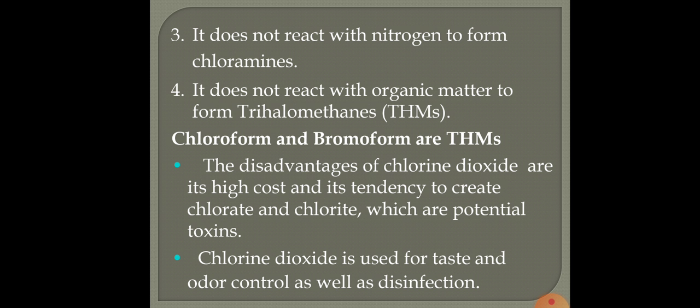Formation of residual is very important when it comes to disinfection. It also does not react with nitrogen to form chloramines, and it does not react with organic matter to form trihalomethanes. Some examples of trihalomethanes are chloroform and bromoform. The main disadvantages of using chlorine dioxide as a disinfectant are that it is very costly, and it has a tendency to create chlorate and chlorides which are toxic. Chlorine dioxide is also used for taste and odor control in the process of disinfection.